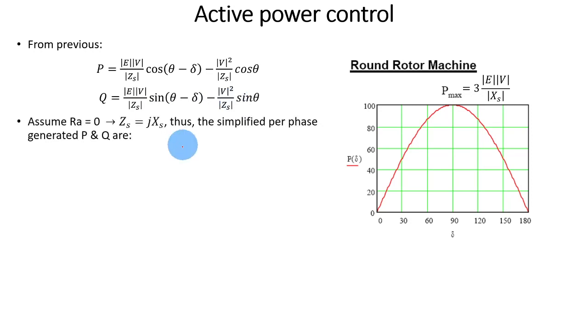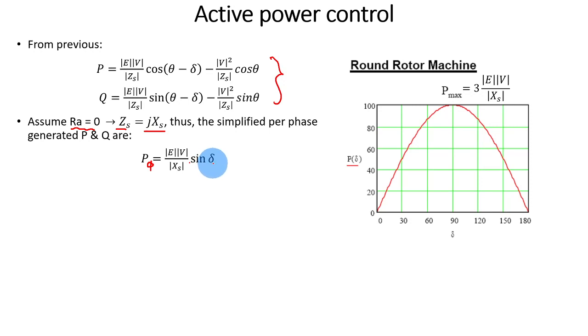Okay, so let's further simplify this equation, and we assume that the armature resistance is 0. So the synchronous impedance becomes jXs only. Instead of these two long equations, we can simplify for the per phase real power delivered by the generator. It is equal to the multiplication of the two voltages, the generator voltage and the phase voltage, divided by the synchronous reactance Xs, multiplied by the sine of delta, the sine of the power angle.